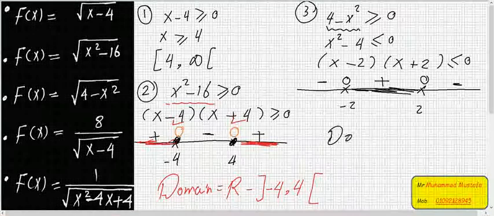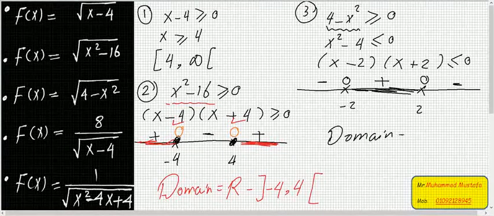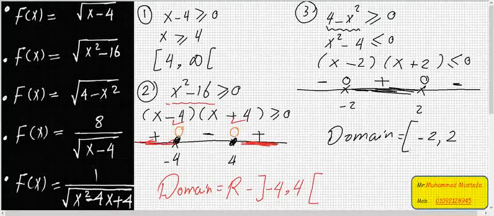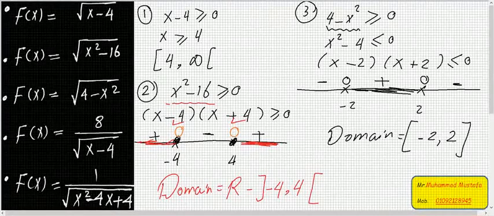Domain of the function: from negative 2 to 2. We need negative 2 closed and 2 closed, because we need the values that make the function positive or 0, from negative 2 and 2, negative 2 closed and also 2 closed.